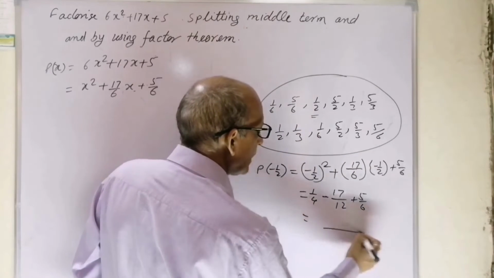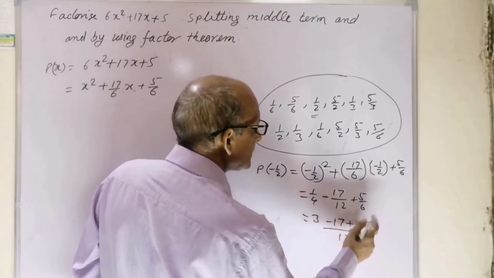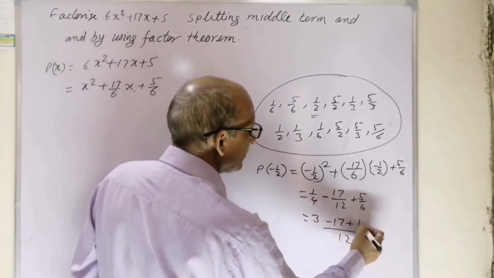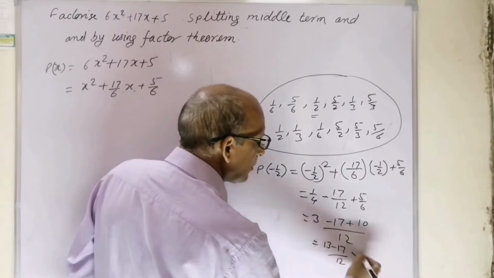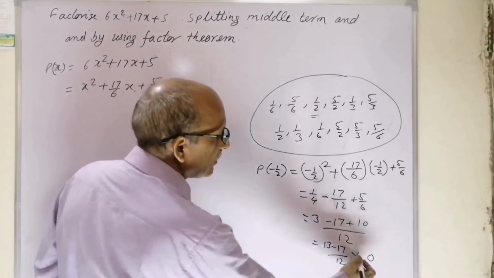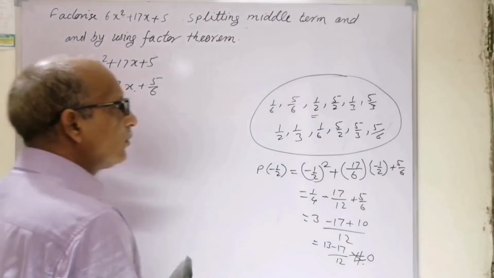Take LCM. 12 is appearing here. 3 minus 17 plus 10. So it is now 13 minus 17 upon 12, not equal to 0. It is not equal to 0. So it is to be rejected. We will not go behind it.